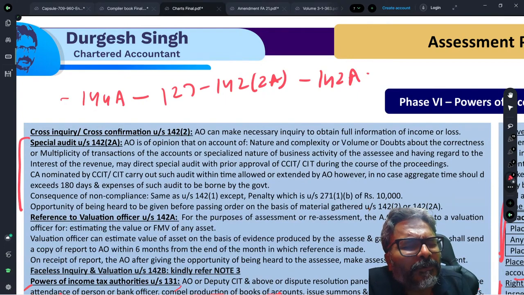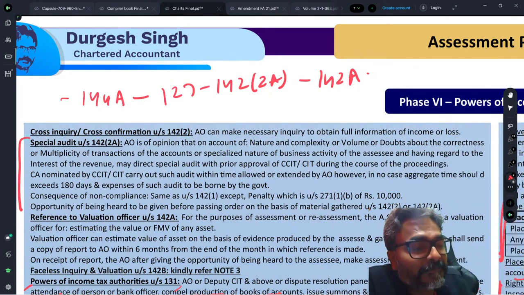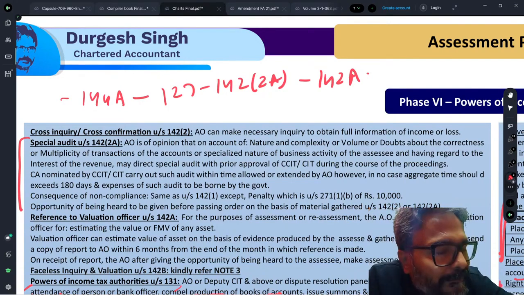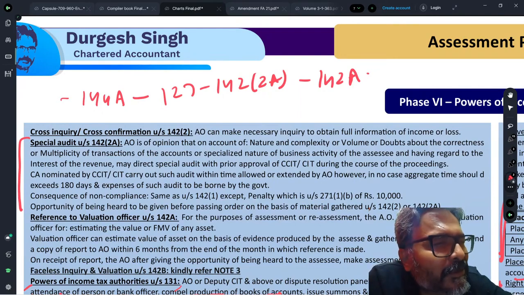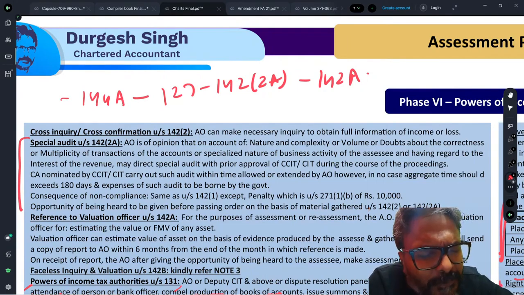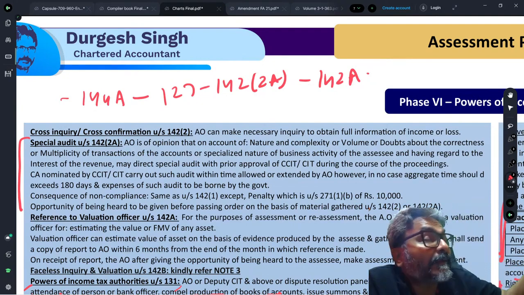Like the AO has got one stockbroker who is an assessee in his jurisdiction, and he has picked up his case for scrutiny. By the way, he does not decide that. Actually, which are the cases that will be picked up for scrutiny? The CBDT decides. Automatically they will let you know and you have to comply. So in that case, the stockbroker's case comes for scrutiny.